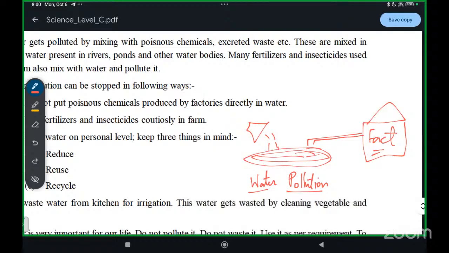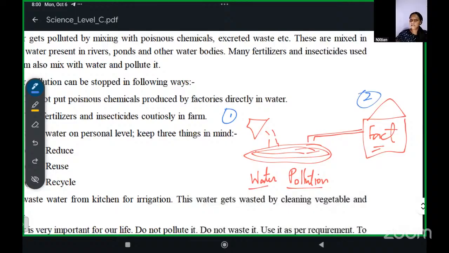So, the factories' waste: they use a lot of chemicals in manufacturing various things. So this water mixed with a lot of chemicals and substances is directly released into the nearby water bodies, which causes water pollution. This dumping of waste is one reason. Then this factory waste is another reason.